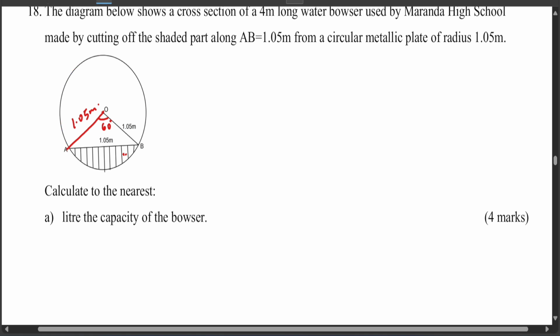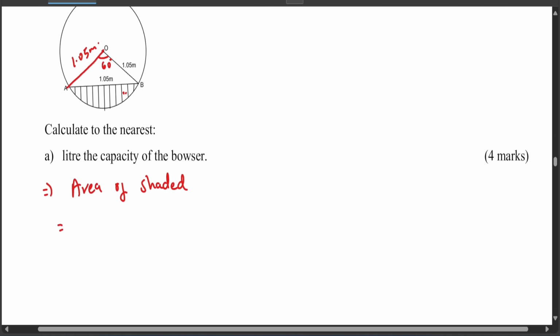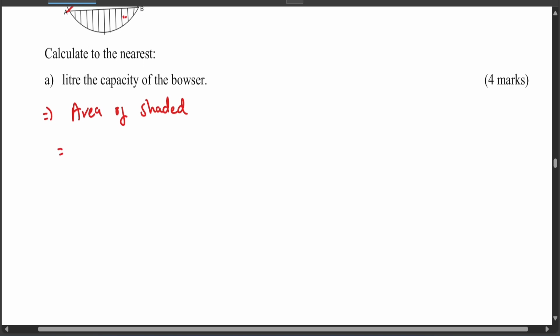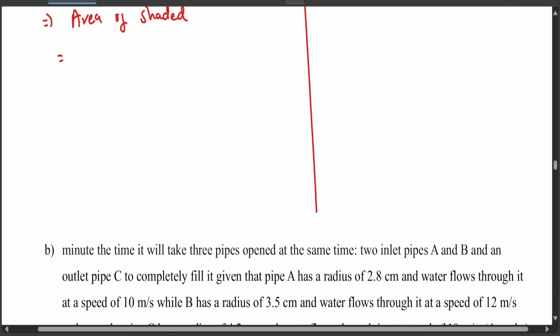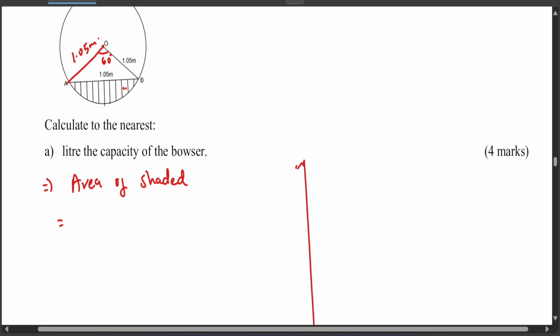So hopefully it's understood. Kitu tutafanya hapa kama kawaida, we are going to search for the area of the shaded region. The area of the shaded region is given by the area of the sector minus the area of the triangle. So now let's find out what's the area of our sector.